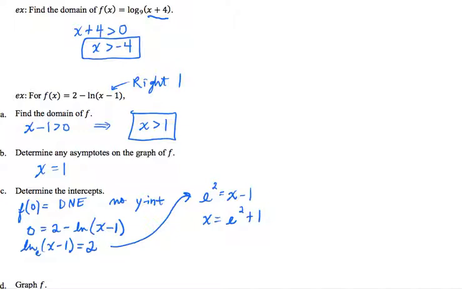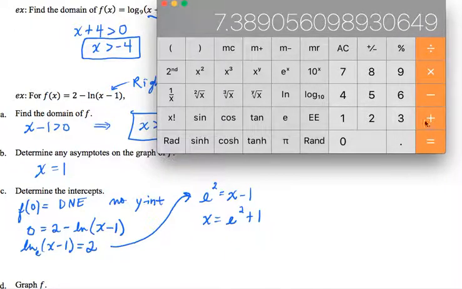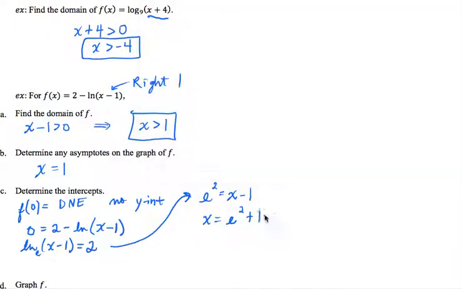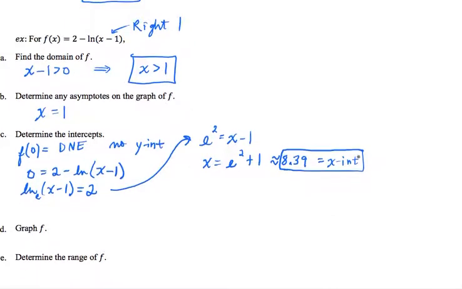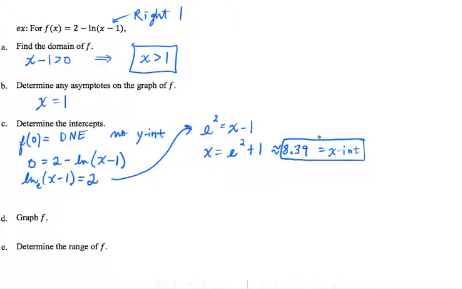Let's go ahead and get a decimal for that because we are going to graph this here. So I'm going to do e squared plus 1 to get 8.39 roughly. And that would be our x-intercept. Okay, so we can graph it, really also just using transformations we can graph it, but having the x-intercept is kind of nice. And then we'll determine the range.